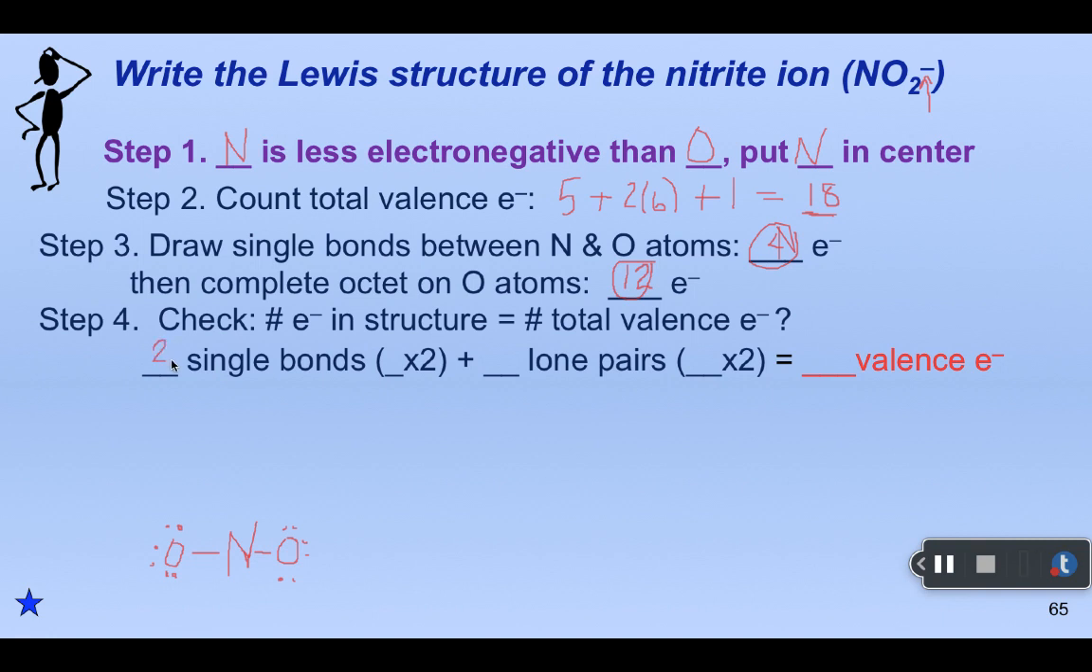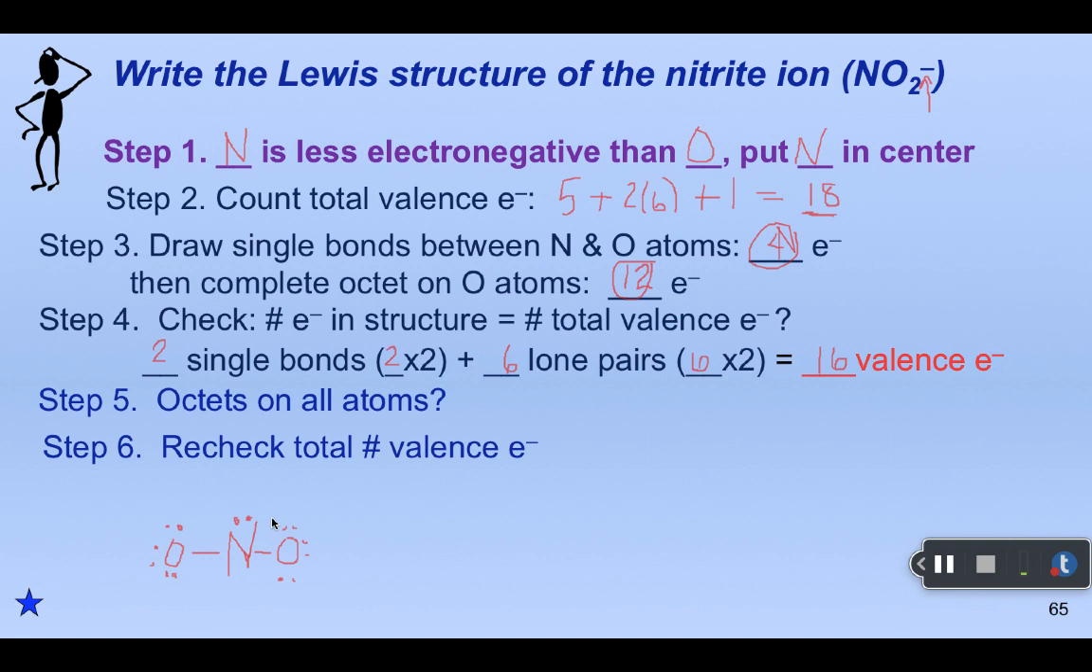So we have 2 single bonds, so 2 times 2 is 4 electrons. And how many lone pairs? It looks like 1, 2, 3, 4, 5, 6 lone pairs. So 6 times 2 is 12, and so that's a total of 16 valence electrons represented in the structure. So, do all the atoms have octets? Ooh, not yet. So what do we have to do? We need to fill in some octet around the nitrogen atom with the last 2 electrons. And so put the lone pair on the nitrogen.